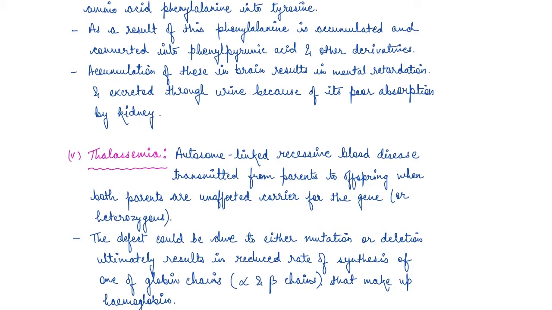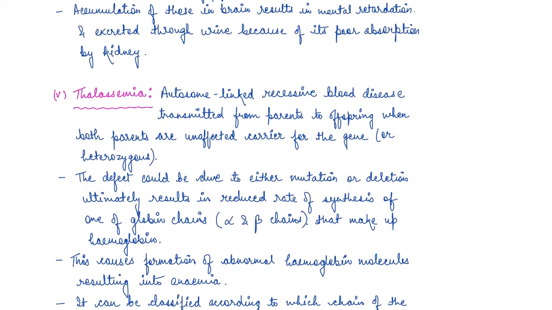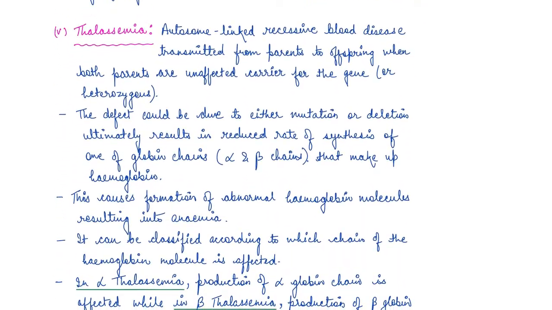The last Mendelian disorder that we are going to discuss is thalassemia. Thalassemia again is an autosome linked recessive blood disease, right? It is transmitted from parent to offspring when both parents are unaffected carriers for the gene. That means that they both are heterozygous, right? The defect could be due to either mutation or deletion, which results in reduced rate of synthesis of one of the globin chains.